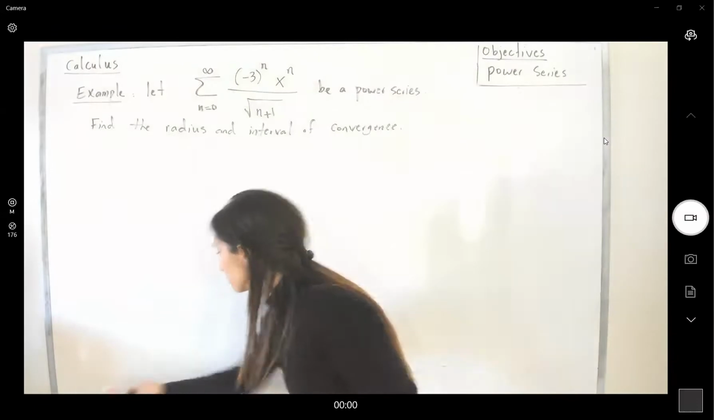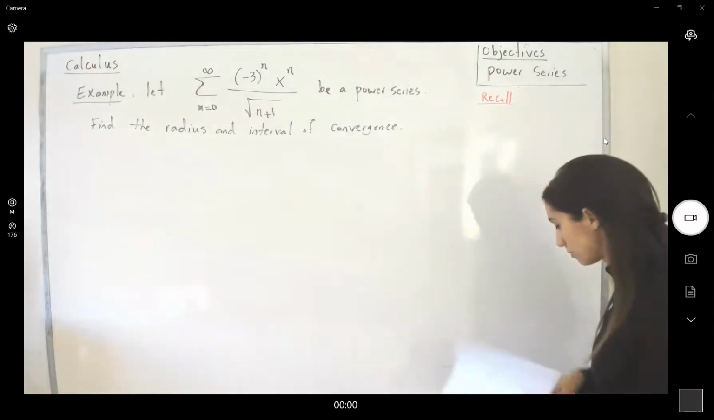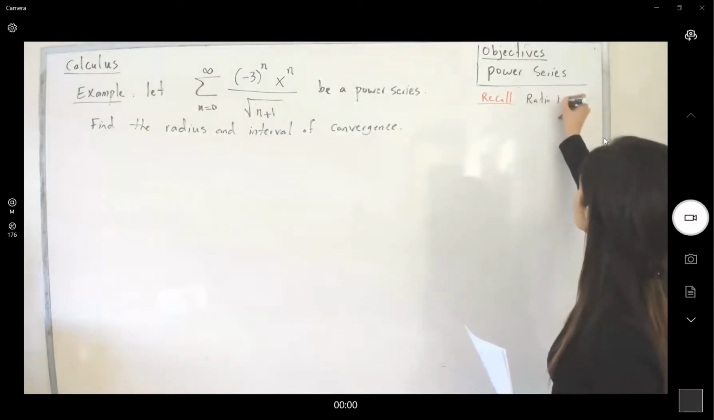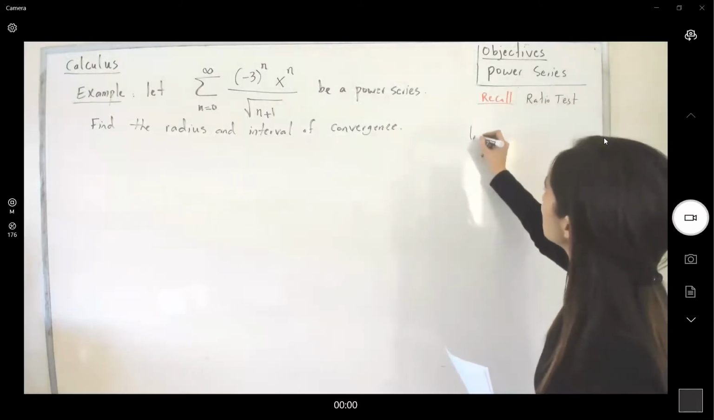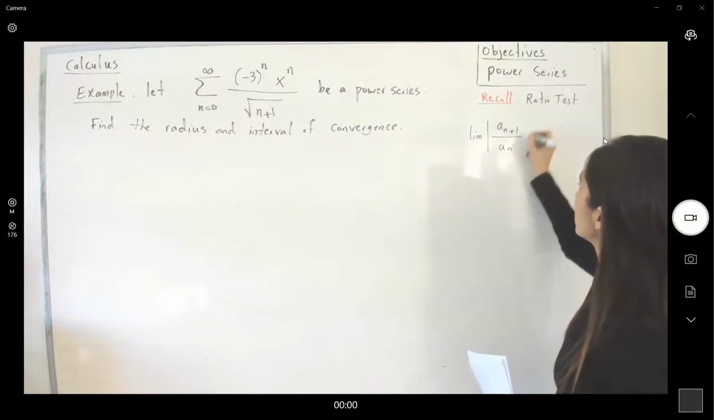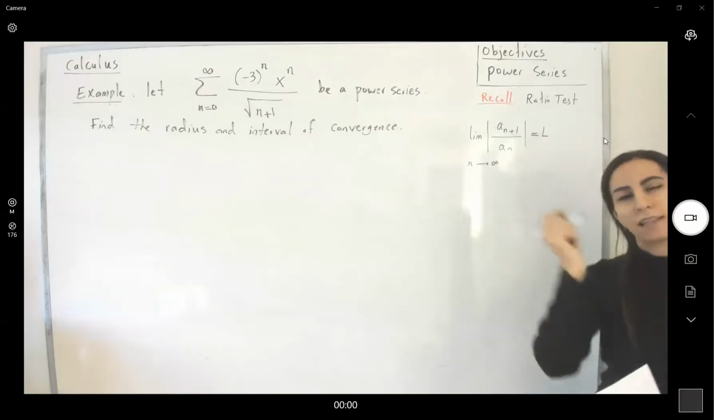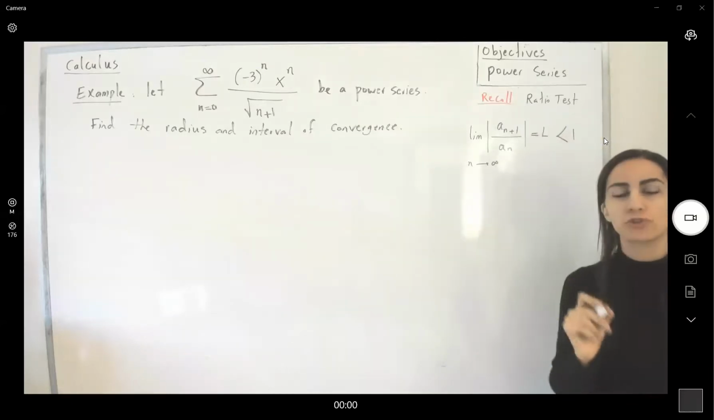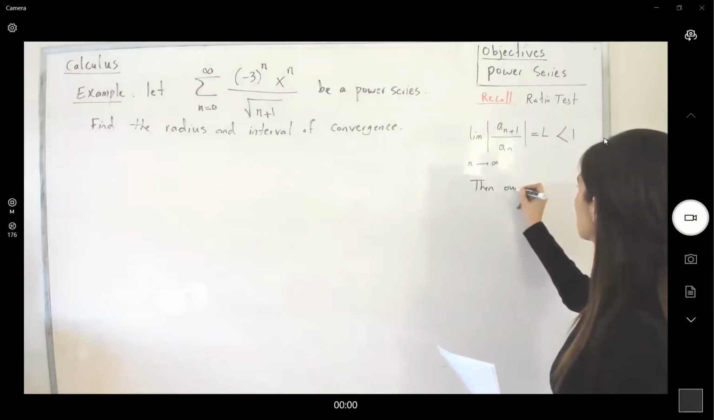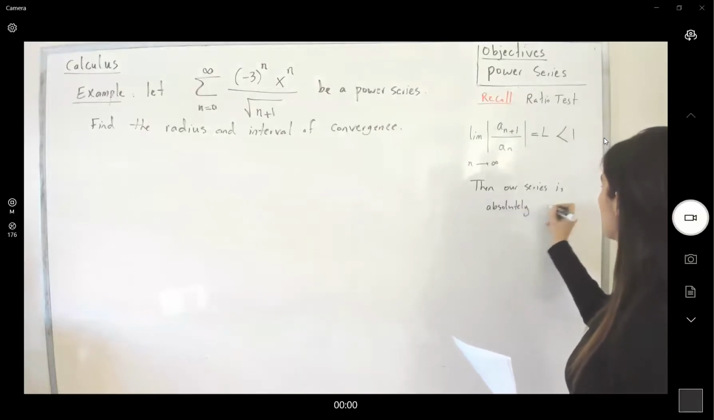So recall that the ratio test tells us if the limit of the absolute value of a_(n+1) divided by a_n while n goes to infinity is equal to L, and that L is less than 1, then for sure we have an absolutely convergent series. Then our series is absolutely convergent.